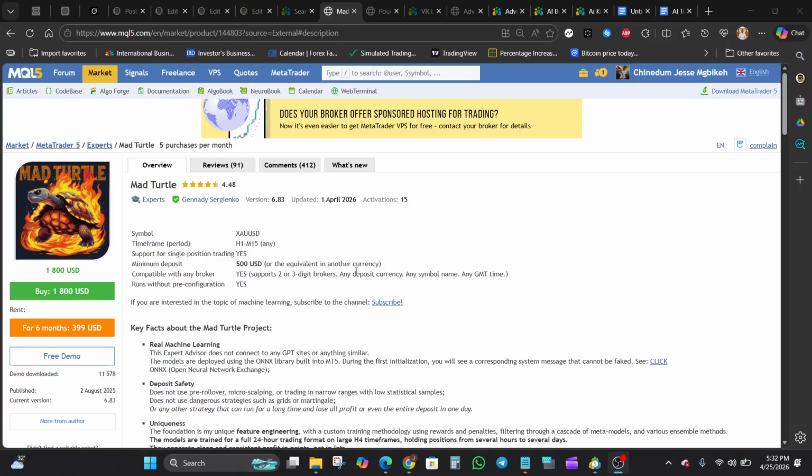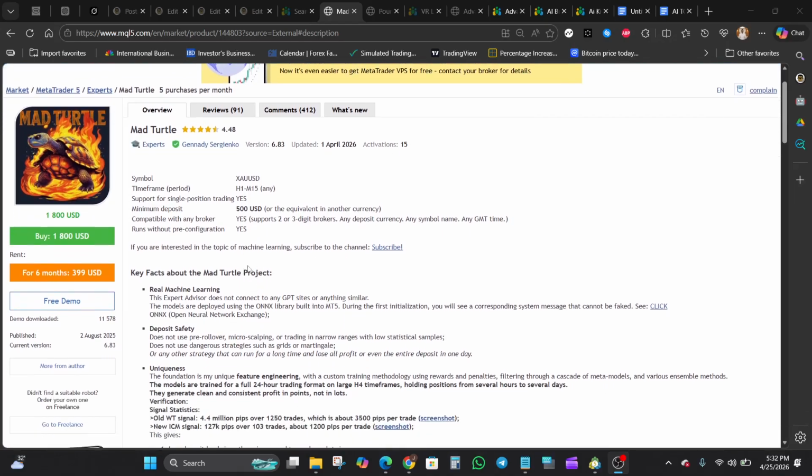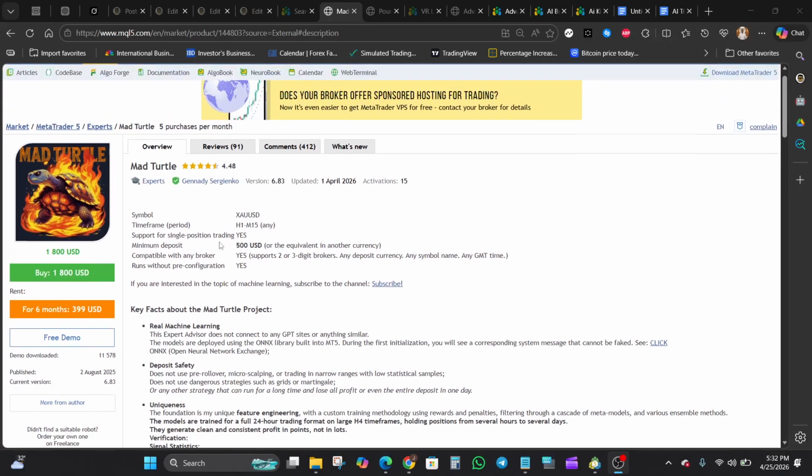Also, just to be clear right from the start, this EA is designed for the MT5 platform. So here we are on the MQL5 marketplace, and the Mad Turtle EA is developed by Gennady Sergenko. It's currently priced at 1800 US dollars, which already puts it in the premium category. So naturally, expectations are high.